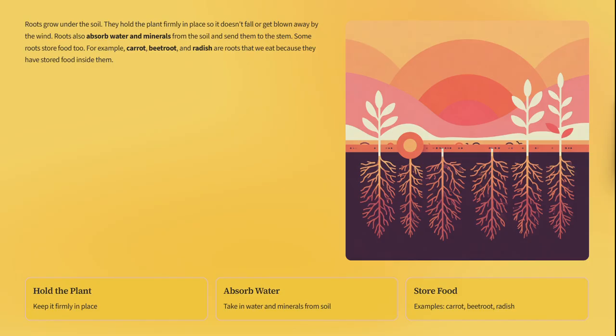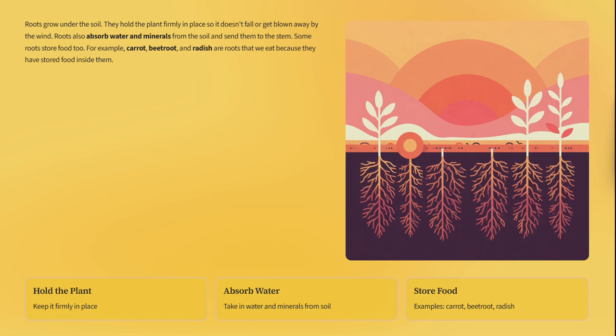Some roots also store food. Do you know which vegetables we eat that are actually roots? Carrots, beetroots, radishes, and turnips. They are all roots storing food made by the plant. When we eat them, we are eating the plant's stored energy. So, to sum it up, roots hold the plant in place, absorb water and minerals, and sometimes even store food. That's why they are called the underground helpers.